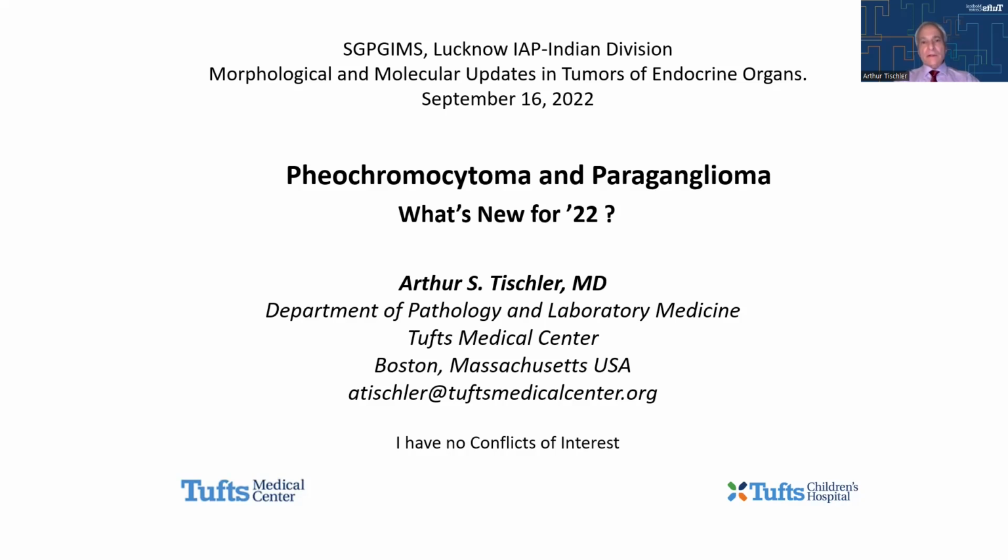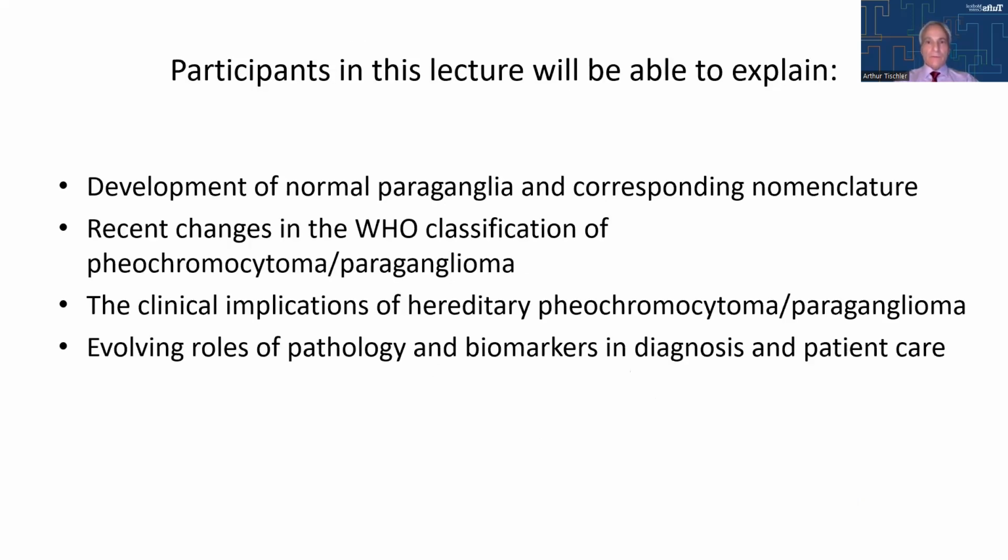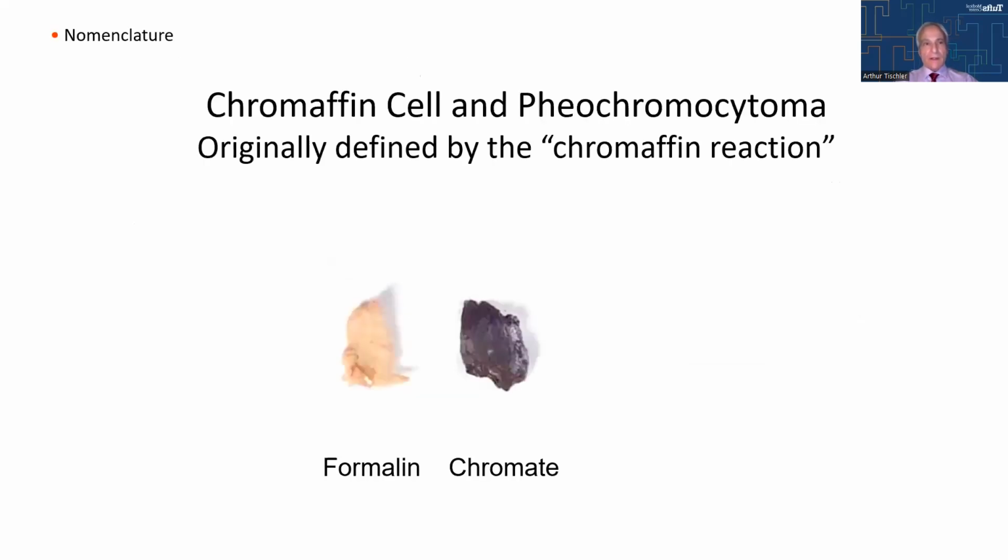This presentation is a brief update on what we know about Pheochromocytoma and Paraganglioma in 2022. At the end of the lecture, the participants will be able to explain the development of normal paraganglia and corresponding nomenclature, recent changes in the WHO classification of Pheochromocytoma Paraganglioma, the clinical implications of hereditary Pheochromocytoma Paraganglioma, and the evolving roles of pathology and biomarkers in diagnosis and patient care.